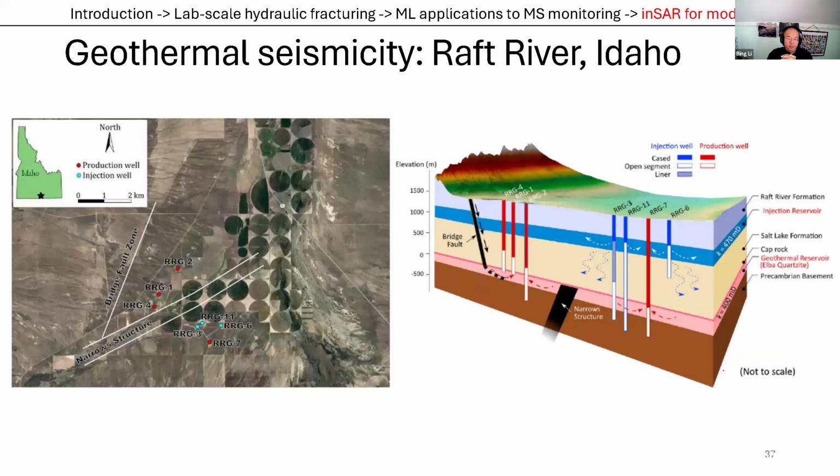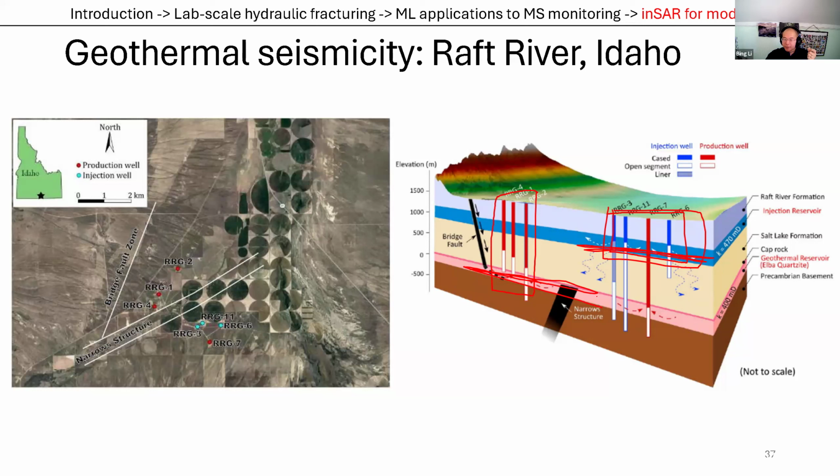a field case where we use InSAR to constrain a geomechanical model in Idaho. One of the interesting features of this geothermal site is that, as far as we've seen from the literature, the cold water is being injected into a shallow reservoir, about 500 meters below the surface, and the hot water extraction is being done on a deeper level. So the extraction is on a deeper layer, the injection is being done on a shallow layer.